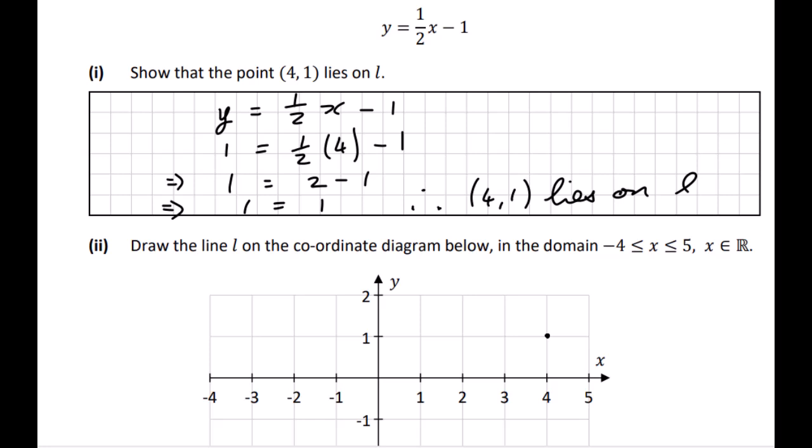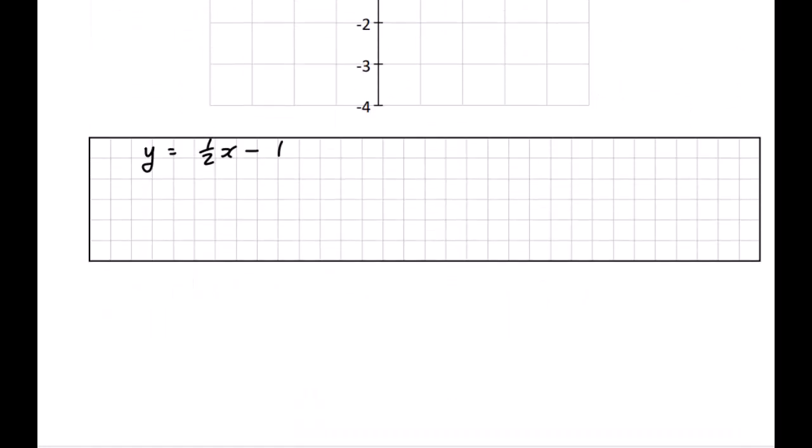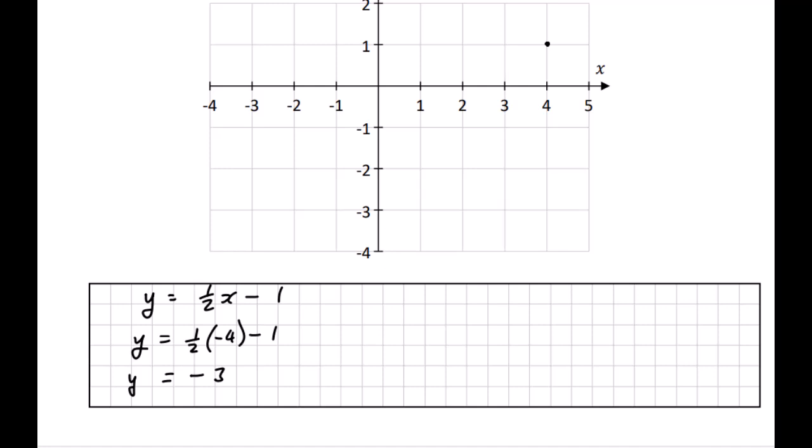Let's do x is equal to -4. So x equal to -4 would be y is equal to a half of -4 minus 1. So that would give us a y value of half of -4 is -2. -2 minus 1 is -3. So for an x value of -4 we get -3. So (-4, -3) is a point. That would go there.